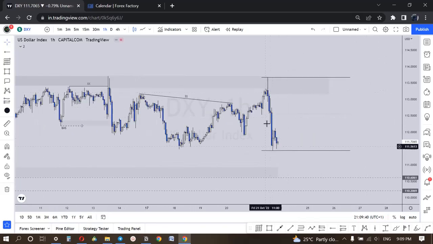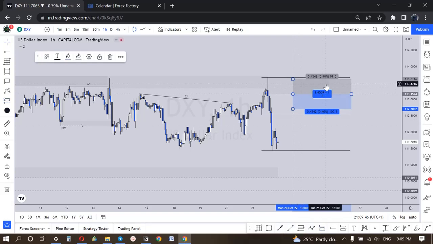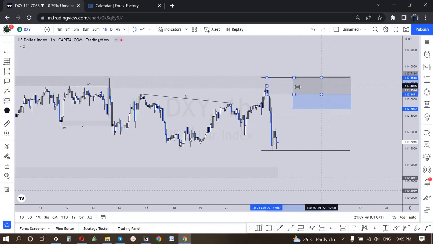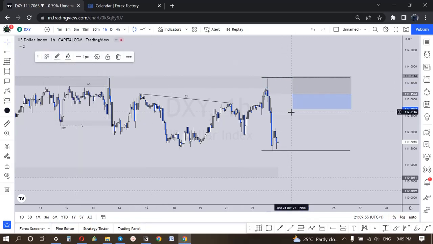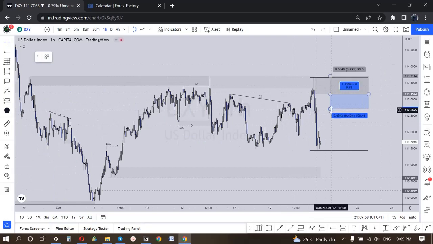So we can see the same thing on DXY. I'm really seeing this strong confidence on DXY. That actually shows me that the Euro USD trade idea will really hold. Just keeping it simple.